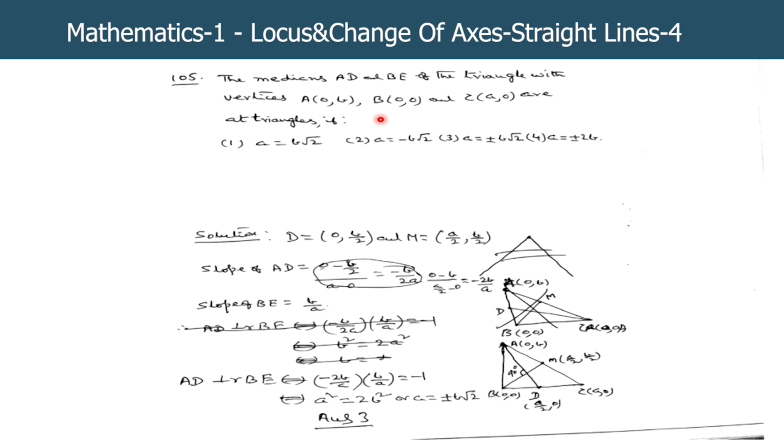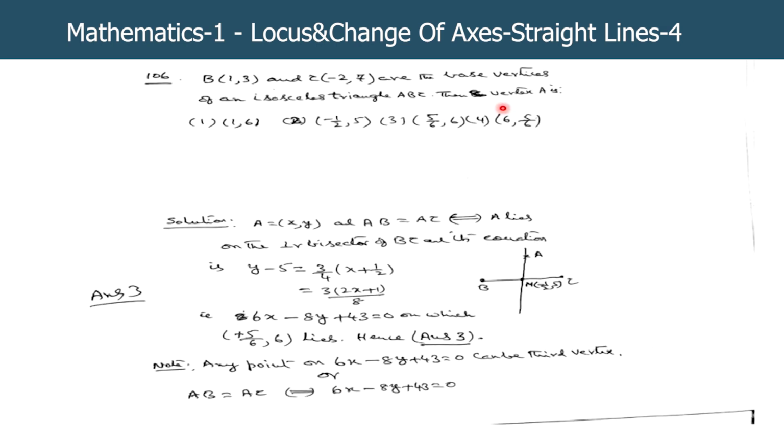And you know that D is equal to (a by 2, 0) and E is equal to (a by 2, b by 2). So slope of AD is minus 2b by a and slope of BE is equal to b by a. So AD perpendicular to BE implies minus 2b by a into b by a is equal to minus 1, or a square is equal to 2b square, or a is equal to plus or minus b root 2. So the correct option is 3, 106.